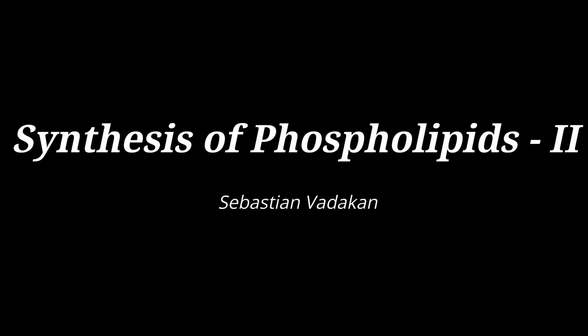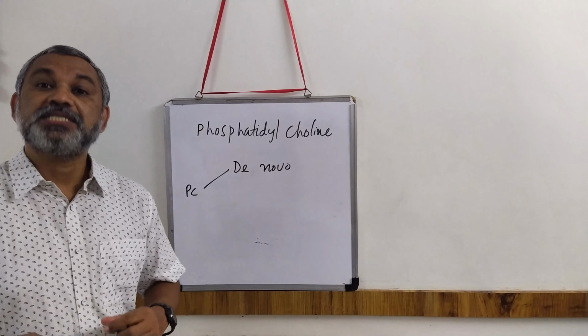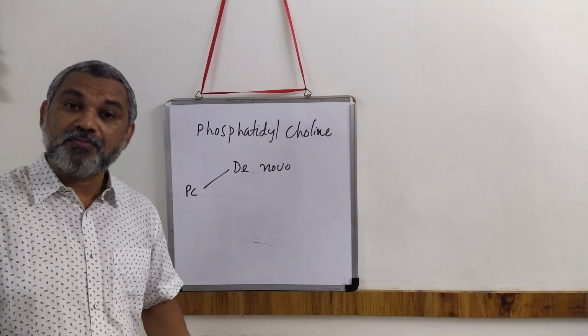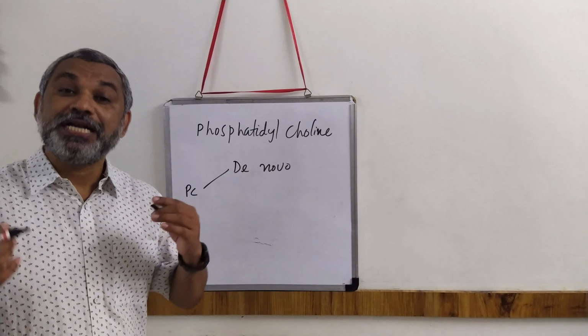Phosphatidylcholine can be synthesized in two ways. One is called the de novo synthesis. De novo means starting from the very beginning. We don't need a preformed choline for that. That's why it is called de novo synthesis of phosphatidylcholine. And the second is the salvage pathway. So these are the two mechanisms for the synthesis of phosphatidylcholine.